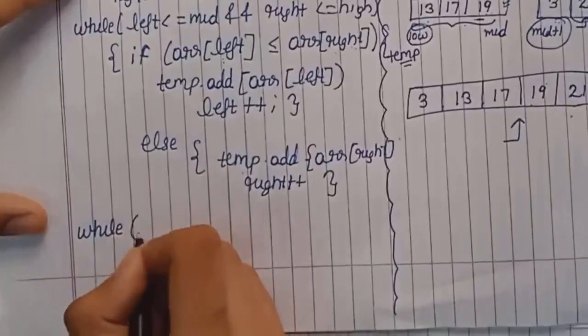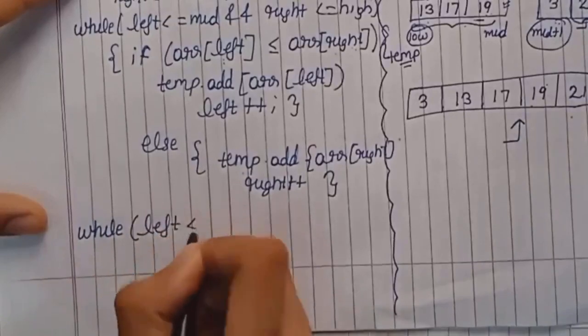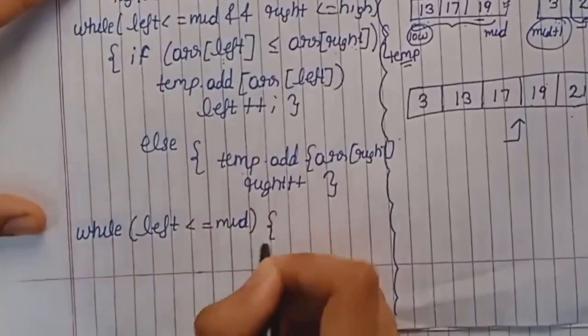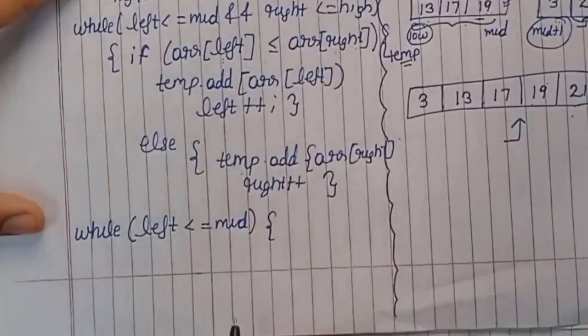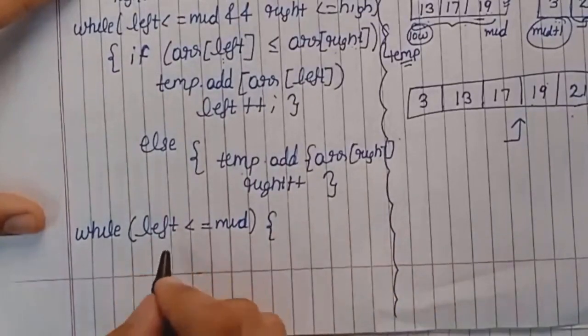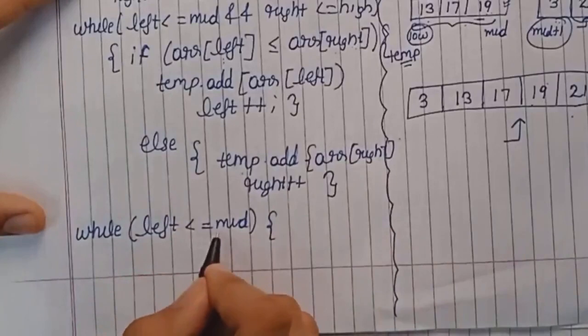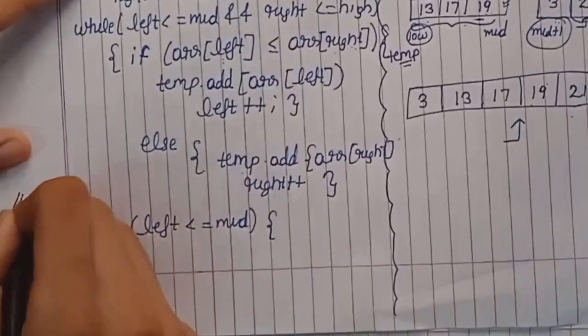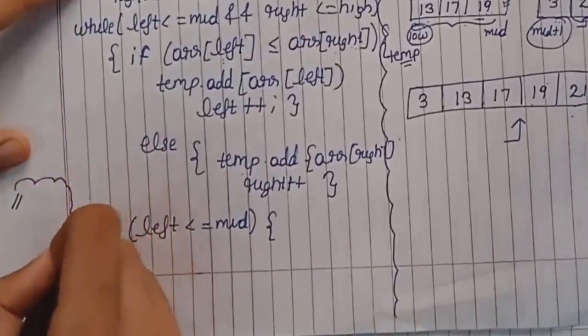So the loop will be while left is less than or equal to mid. So now left is less than or equal to mid. So this loop is checking. I can write it as in the comment.